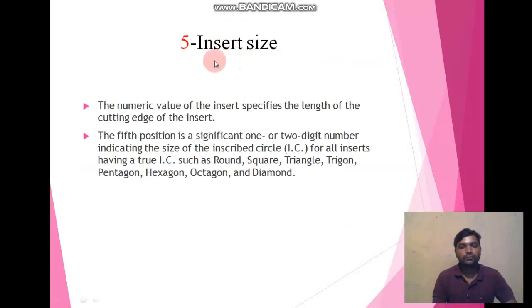Next we have the fifth position, that is insert size. The numerical value specifies the length of the cutting edge of the insert. So the fifth position indicates the cutting edge of that insert, and it may be indicated by a 1 or 2 digit number.